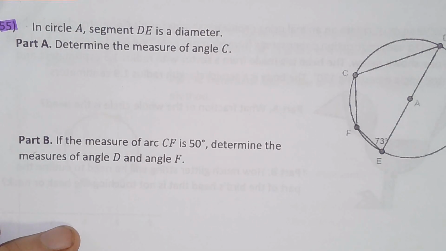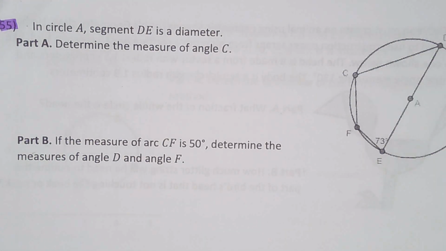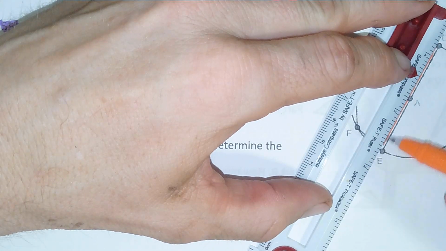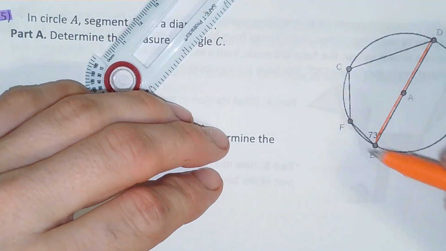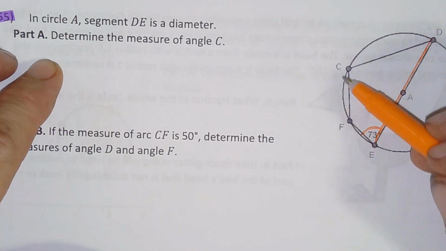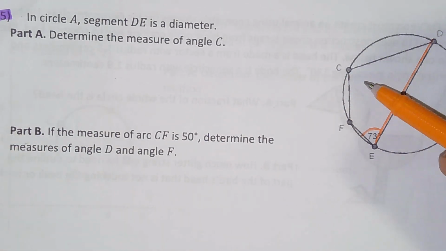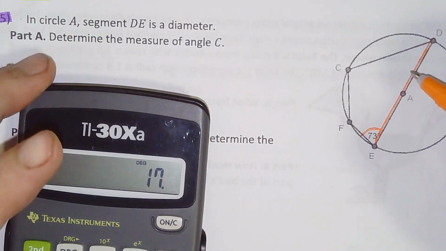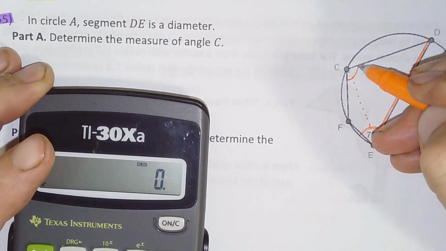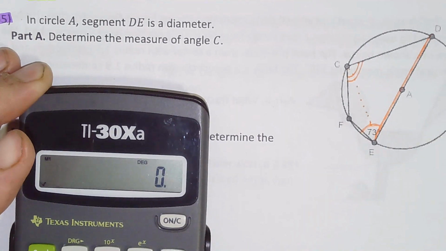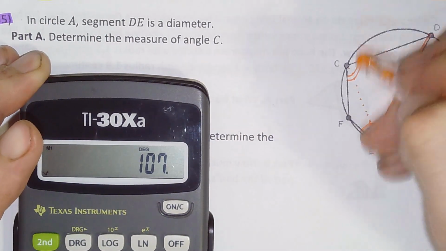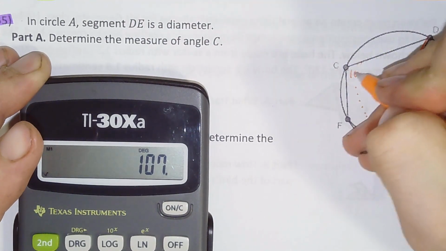17. All right, this next one, it says that DE is a diameter. So DE is a diameter, meaning it's 180 degrees. So this arc here is 180 degrees, and this is 170 degrees. And what is the measure of angle C? Well, in a quadrilateral inscribed inside of a circle, these two are opposite angles. They are supplementary. All right, so 180 degrees minus 73 degrees is 107. So angle C is 107 degrees.